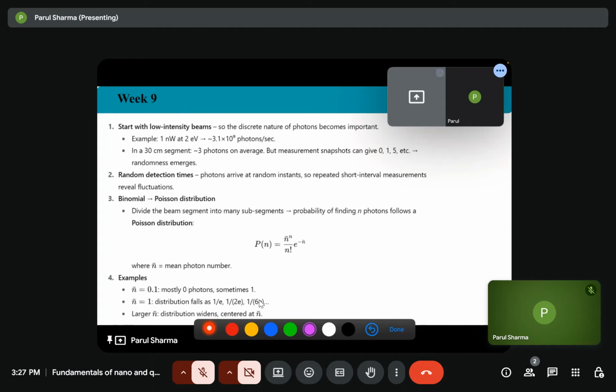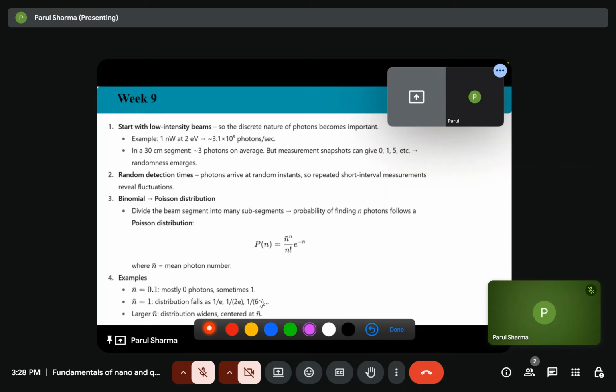Next, we saw that the detectors are limited by the dead time and the quantum efficiency, and the black body radiation problem led to the photon concept. So what we understood is that quantum photonics means working with extremely faint light sources, that is, low intensity sources, and highly sensitive detectors, because only then can we see the photon nature of light.